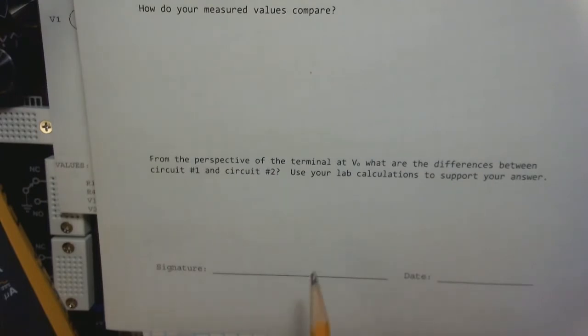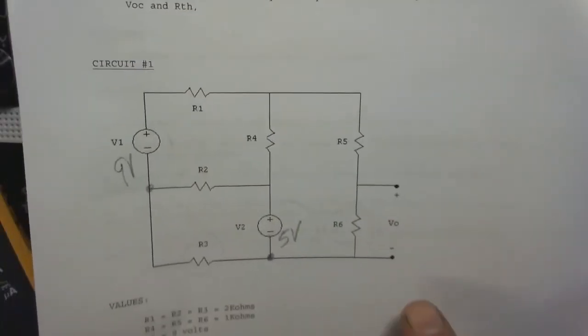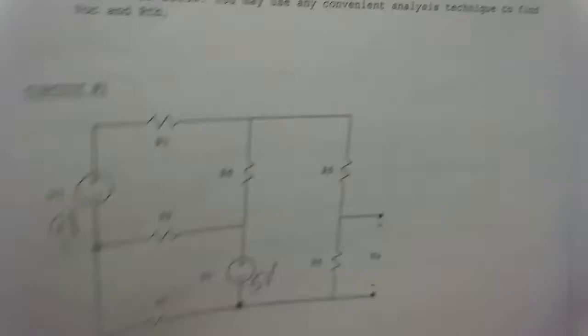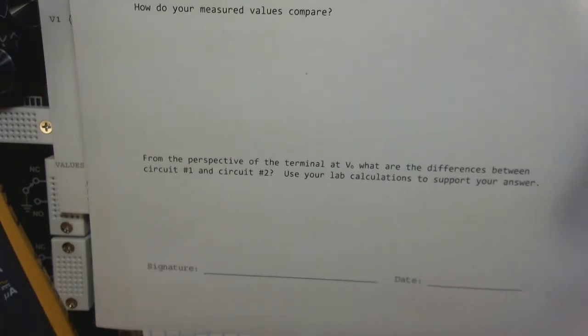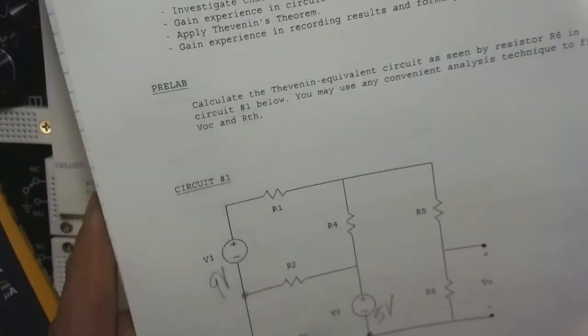From the perspective of the terminals at V0, those are the output terminals there. Remember when we had this, there's our terminals, the V0. What are the differences between circuit 1 and circuit 2? And use your lab calculations to support your answer. So I'm not going to say much on that. I don't want to spoil the surprise, but when we get done, that should be a pretty easy question to answer. So let's get going with that then.